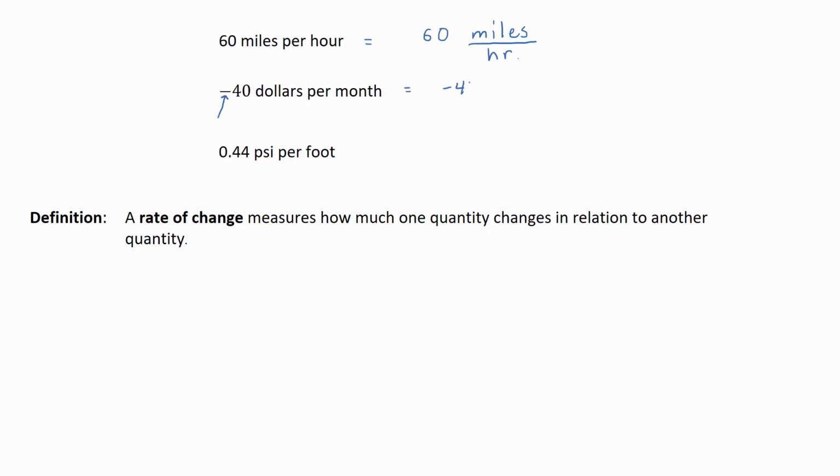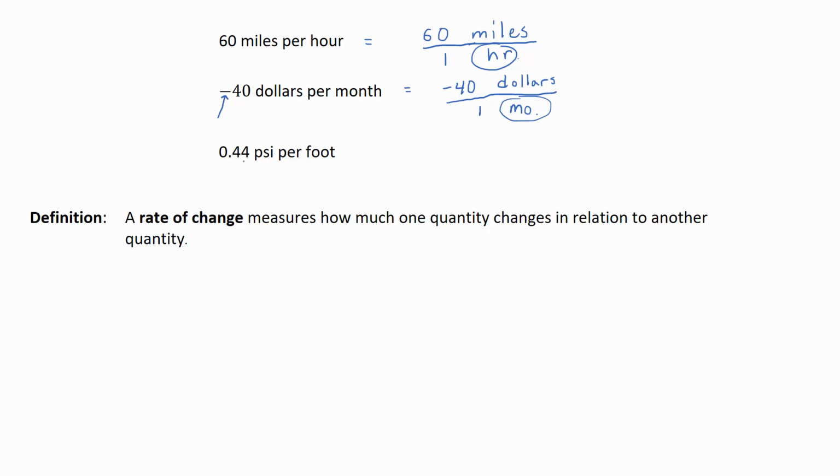Negative $40 and then division bar for per 1 month, MO for month. Now notice the first two quantities, the bottom values in the ratio, if you think of this as 60 over 1, the bottom quantity was measured in time, hours in fact, and then negative $40 per 1 month. The bottom number was also measured in time, months instead of hours, but it was measured in time.